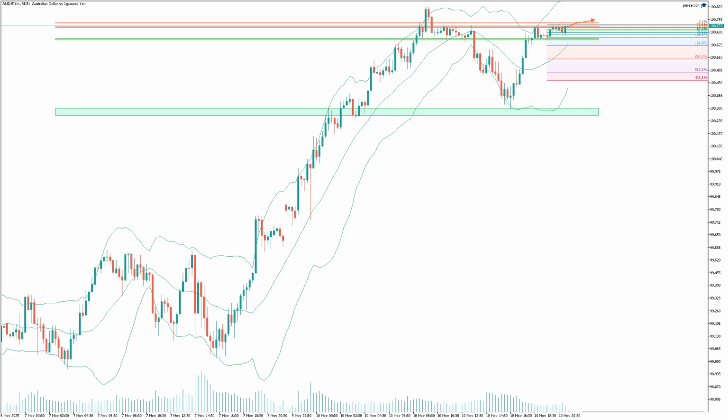The AUDJPY's recent price action has been oscillating around the 100.719 mark, hinting at a potential upward trajectory supported by the Fibonacci retracement levels. This area of consolidation around the 100.663 to 100.731 Fibonacci zone, particularly the recent touches near 100.736 and 100.714, suggests that the bulls are gathering strength.